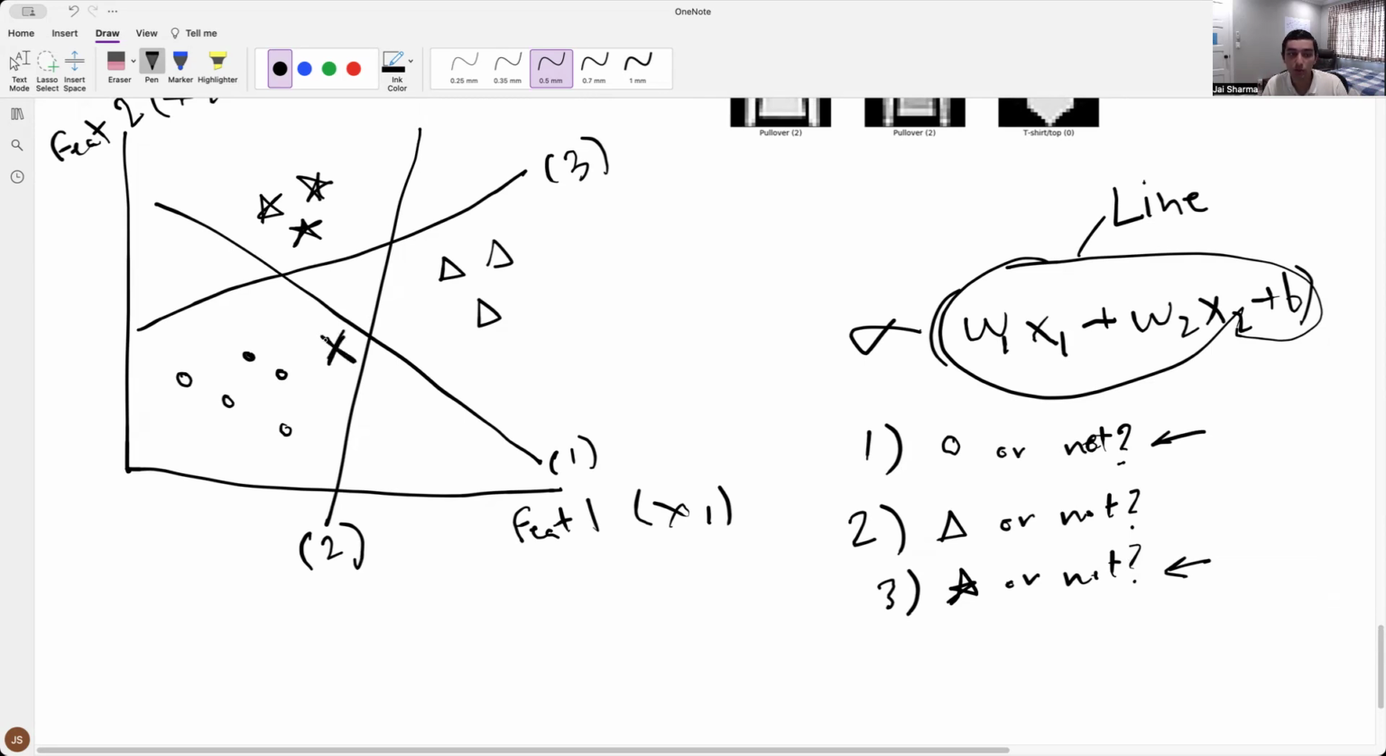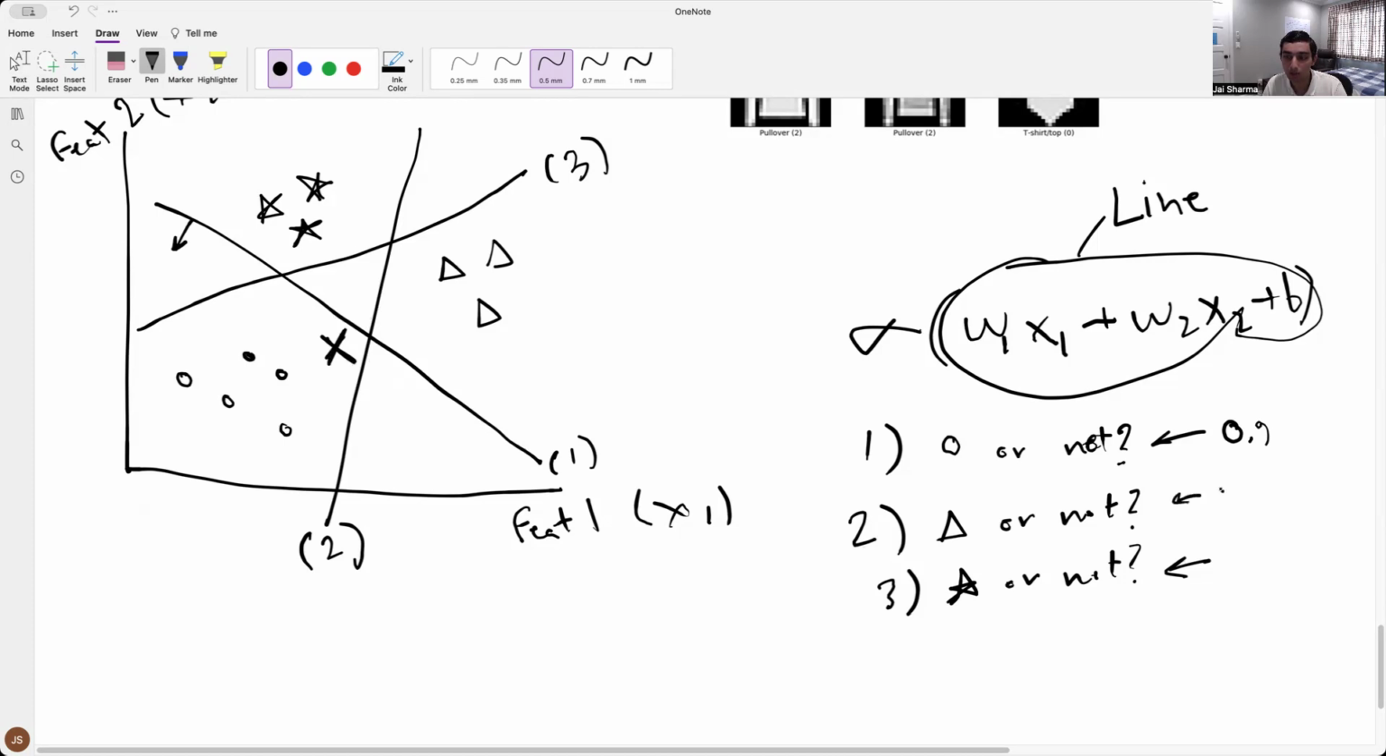Right? And so what this will do is it will see, is it a circle or not, based on line number one. And based on line number one, since it falls on this side, yes, it would be considered a circle. So let's say the probability of that would be like 0.9. And over here, number two would ask, is it a triangle or not? Now, it's on the opposite side of the triangle line, so it would be, no, it's not a triangle.